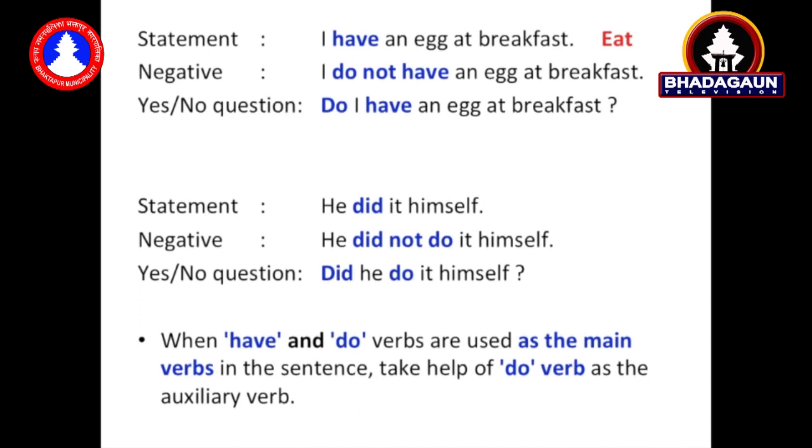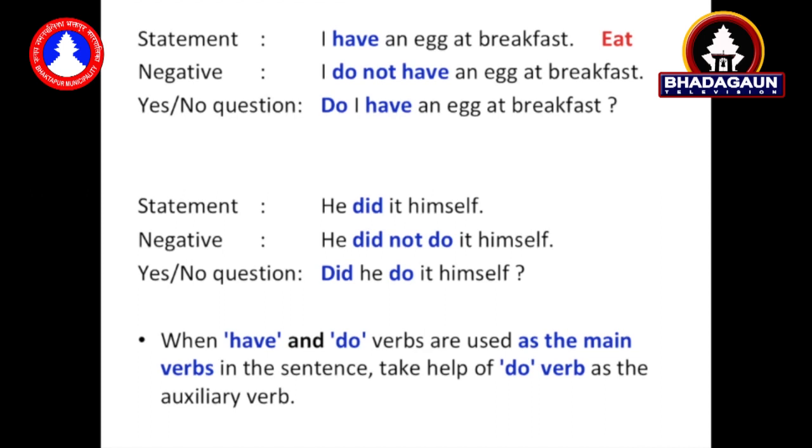And the next example is he did it himself, and did is the main verb here. This is not the auxiliary here. And so we take help of do verb again, and its negative is he did not do it himself. And after the use of did, the main verb did is changed into do there. And its question is, did he do it himself? And again, did is used before the subject to make yes no question.